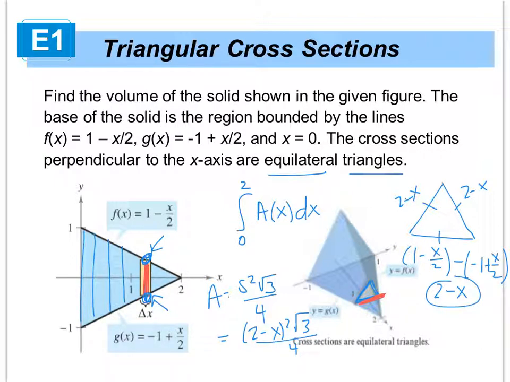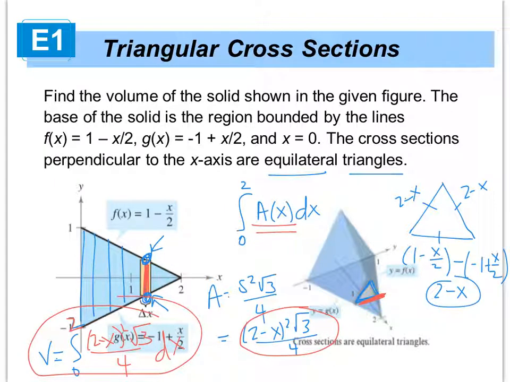So then our volume of this figure, sorry, I know that I've run out of room. Our volume is going to be integrating from 0 to 2, since we're perpendicular to the x-axis. The area, like we said before, is all of that. So it's going to be (2 minus x) squared times root 3 over 4, all times dx. That will be the whole volume of the figure.